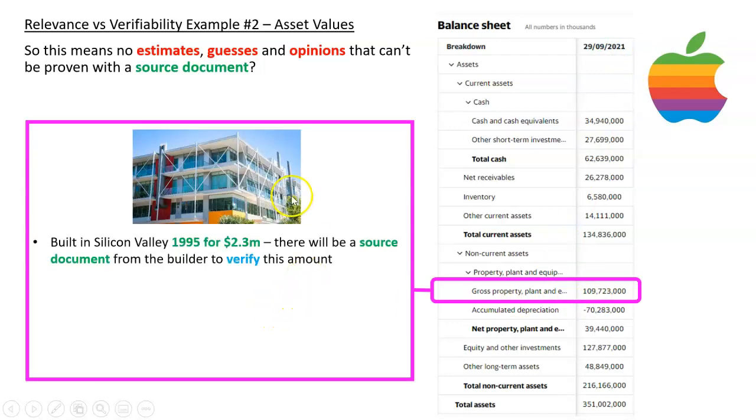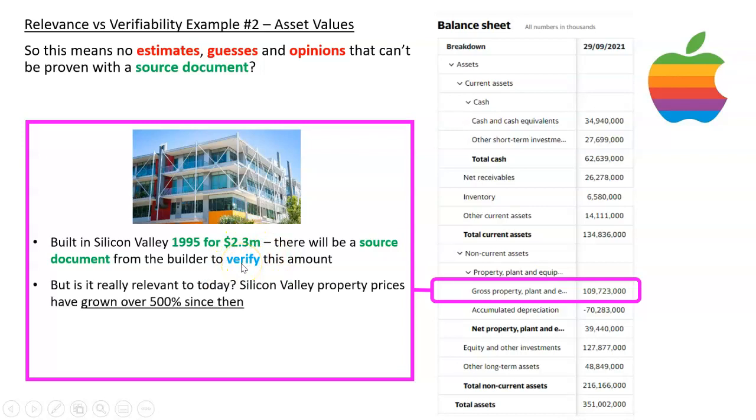Let's just take one building in particular, this building here. Within that figure, there's one building that was built in Silicon Valley in 1995 for $2.3 million. There will be a source document from the builder which verifies we got a building made for $2.3 million, very verifiable. Problem there is, is that figure relevant today, over 25 years later? Nah, it's not.